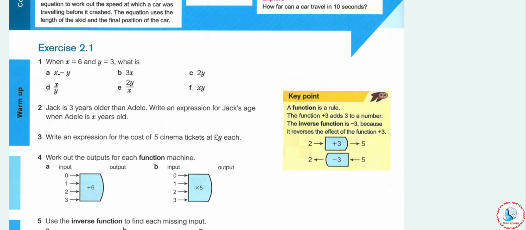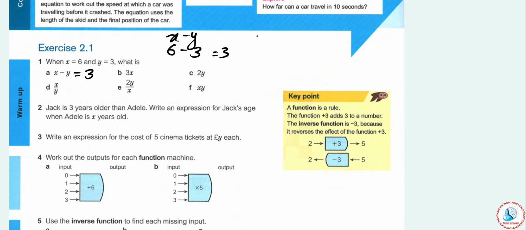Here in question 1, you can read that when x is equal to 6 and y is equal to 3, what is x minus y? So actually we have to get the value of it. The value of x is 6 and y is 3, which is already given. We simply have to put the values. So for x minus y, the value of x is 6 and the value of y is 3. 6 minus 3 is 3, right? So our answer is 3.